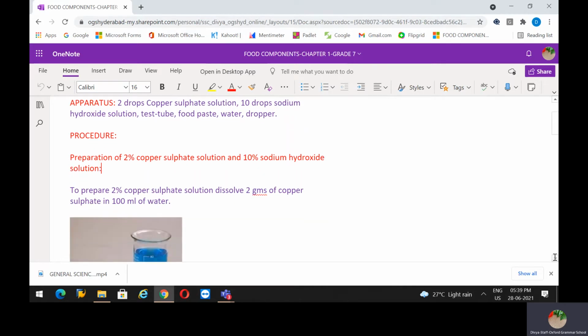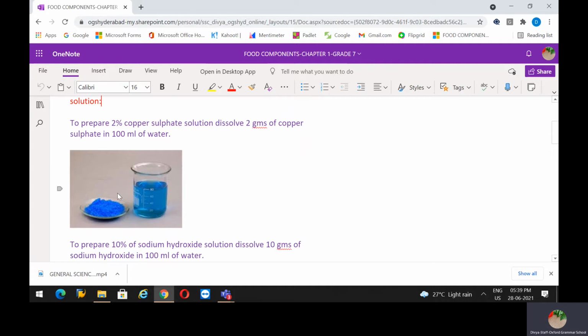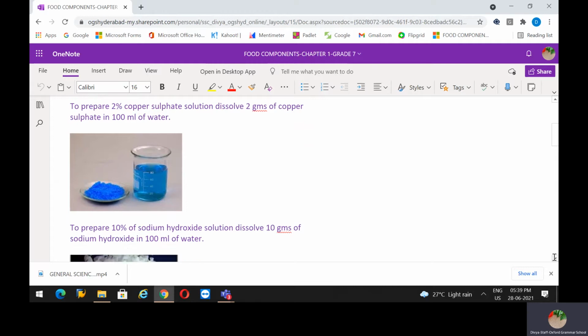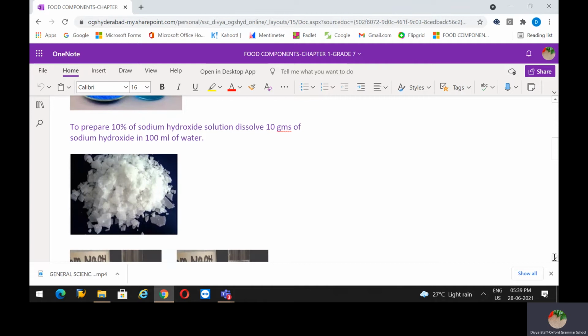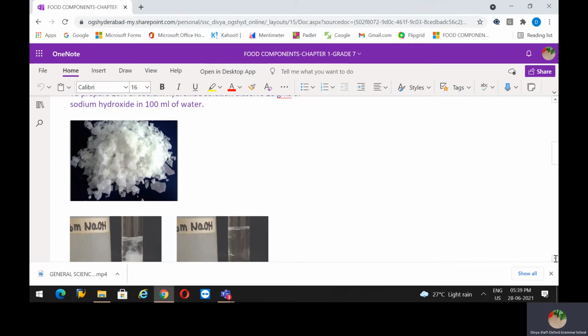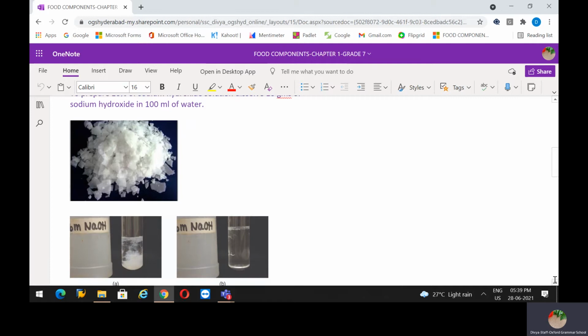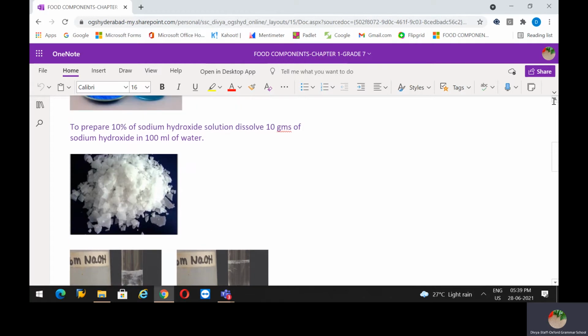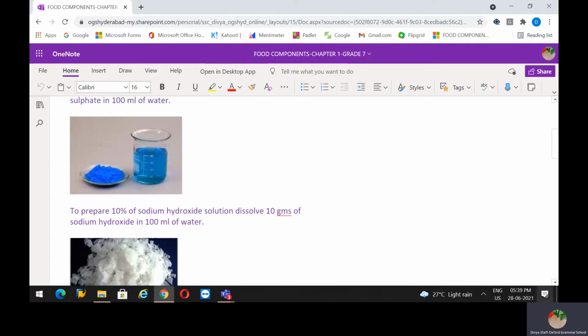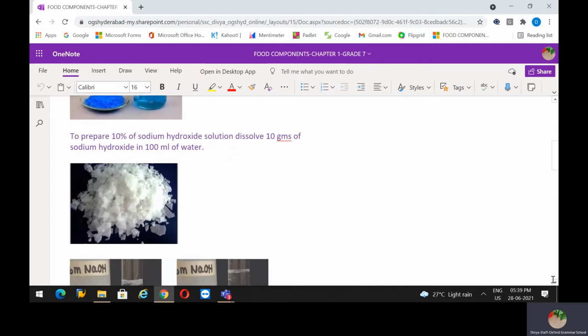When I say solution, that means mixing with water, right? So we need to take 2 grams of copper sulfate and mix it with 100 ml of water. Then it will become a 2% copper sulfate solution. And for 10% sodium hydroxide, caustic soda, dissolve 10 grams of sodium hydroxide in 100 ml of water. That's it. For 10% we are dissolving 10 grams, for 2% we are dissolving 2 grams, and both we are dissolving in 100 ml of water. Then this will turn into a solution.